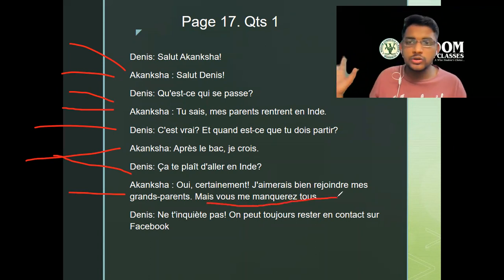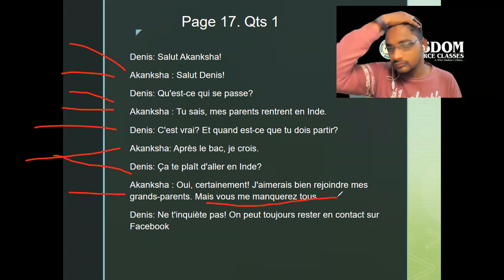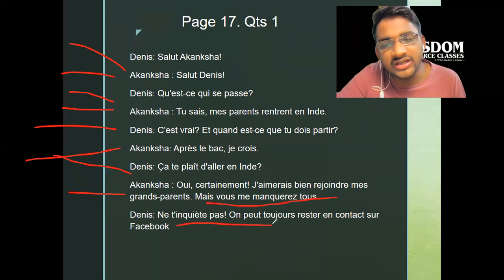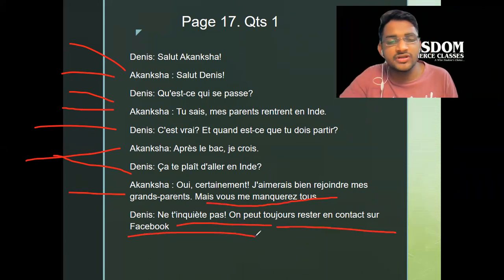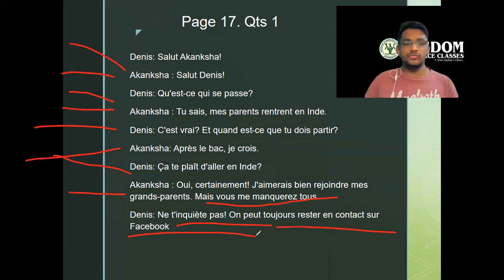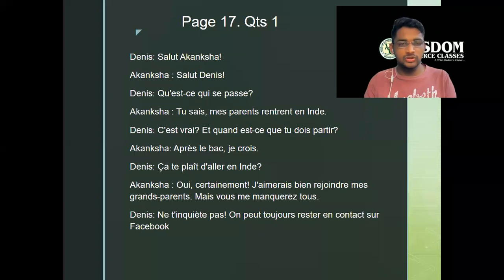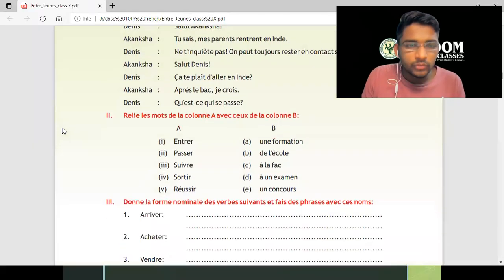I want to go back home also, but at the same time, I'm going to miss all of you a lot. So Janice says, do not worry. One can always remain in contact on Facebook. Don't worry, we will remain in contact on Facebook. So you can go and you can come back. Not a problem at all. Great. Moving on to the next one, students.